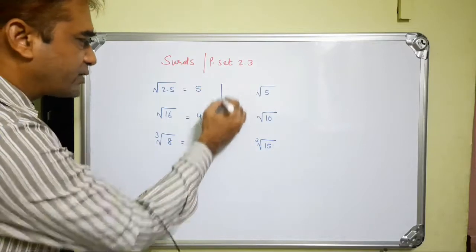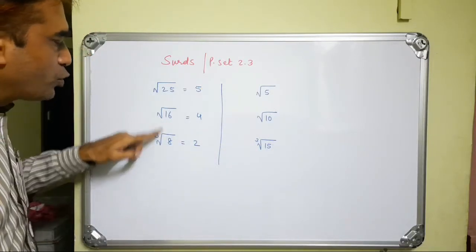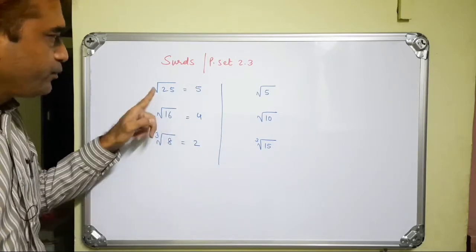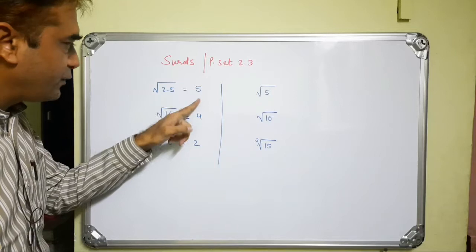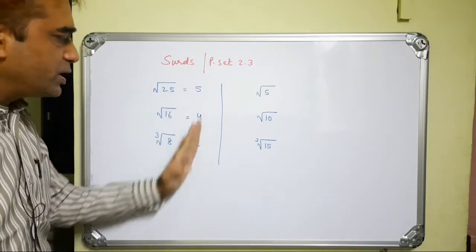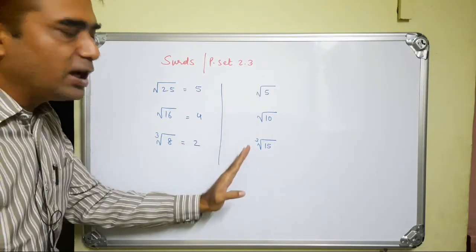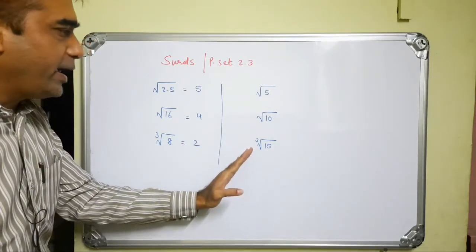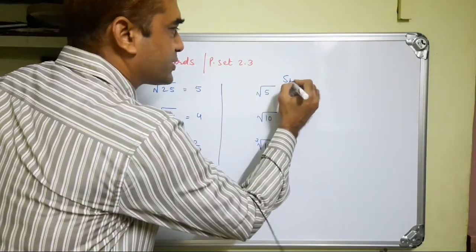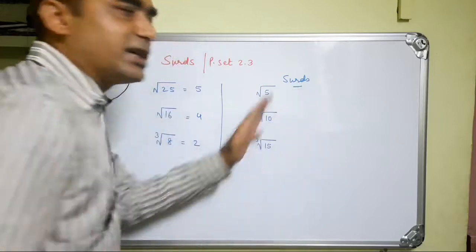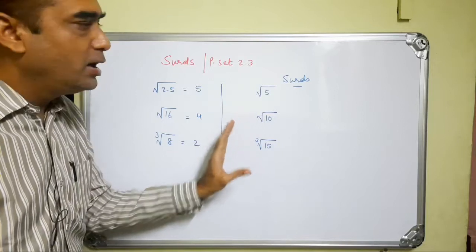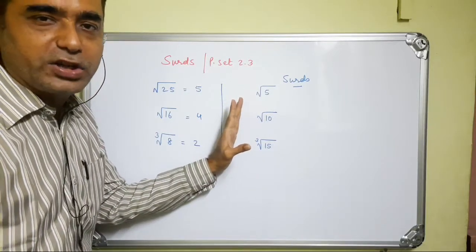Here you see on the left side that the square root or cube root of these numbers are rational numbers. Square root of 25 is 5, square root of 16 is 4, cube root of 8 is 2. So these are rational numbers, and these are irrational numbers. The numbers on the right side are called surds. These are not surds, these are surds. This is what you have to understand. Now what is the definition of surds?